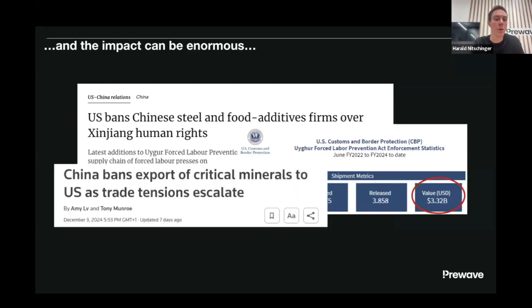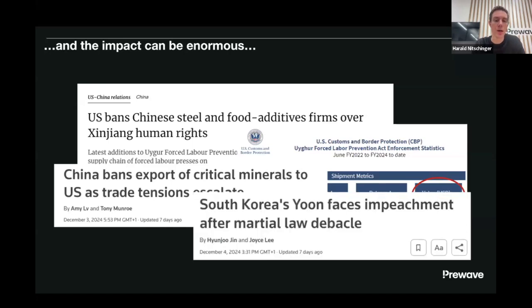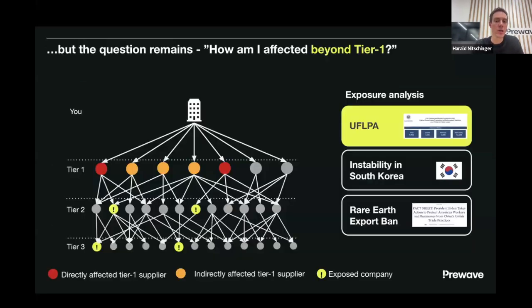But also then today's topics, China finally banning the export of certain critical rare earth minerals to the US, and also the instability in South Korea. These are topics which can have enormous impact. The question for our customers and companies then is always, how does this situation actually affect my supply chain? And for that, we provide exposure analysis.